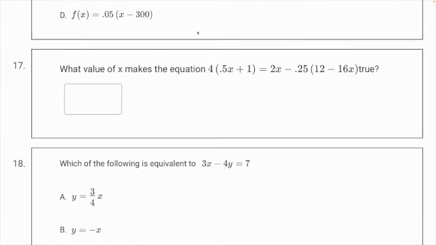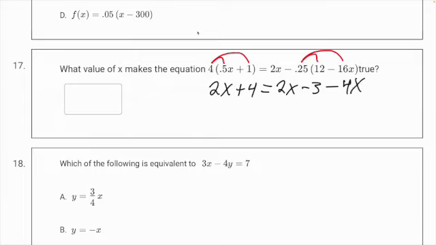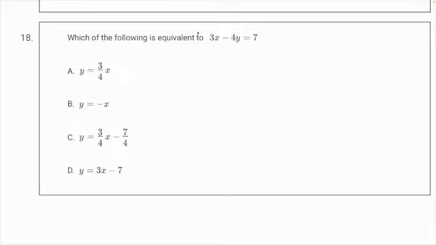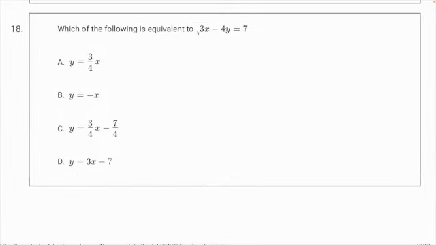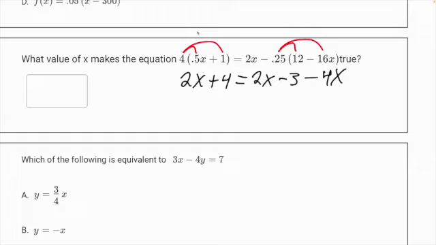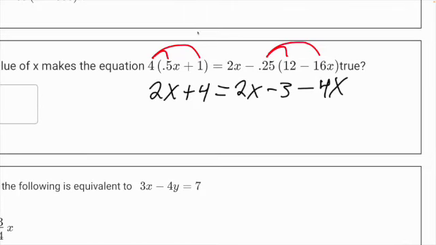Number 17, guys, this is kind of a throwback question. So again, we have to jump in, save some babies. Jump in over here, save some more babies. So we have 4 times 0.5. That's going to give me 2x plus 4 is equal to 2x. A quarter of 12 is going to be 3, minus a quarter of 16 is 4x. And guys, we would just solve this the same way we normally would. Last question, number 18. Don't worry about the answers on those. I just want to get you started. If you do want to work that out on your own, you're more than welcome to.